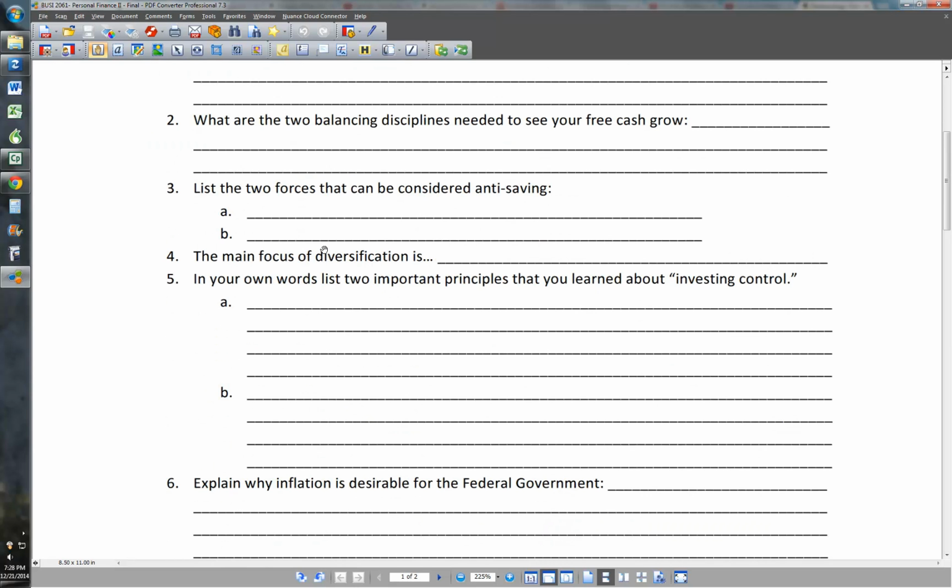Number 4, the main focus of diversification is the management of risk, right? That's why you diversify, is the management of risk. Because for the most part, if you found one really great investment that's paying you a great return, then why put any of your money in an investment that's only giving an average return? If you've got an investment that gives 5%, an investment that gives 10%, and an investment that gives 15%, why put any of it in the investment that's going to give 10 and the investment that's going to get 5? Why not put all of it in the investment that's going to give 15?